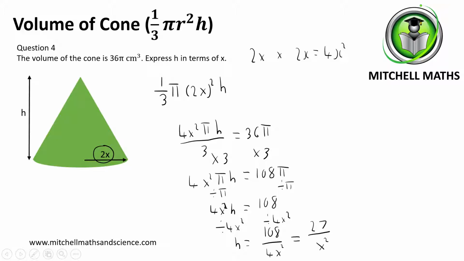So all I've done in this question is I've written out the formula for volume. I've made it equal to the volume which you've given up here in the question, and then I've rearranged the equation to make h the subject so that I can finally get it in terms of x.